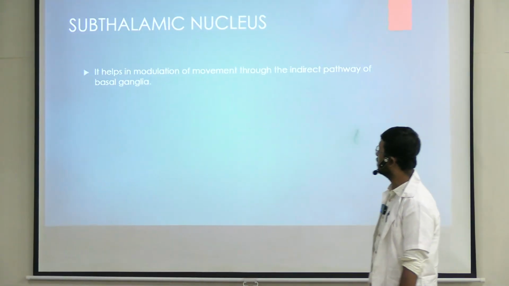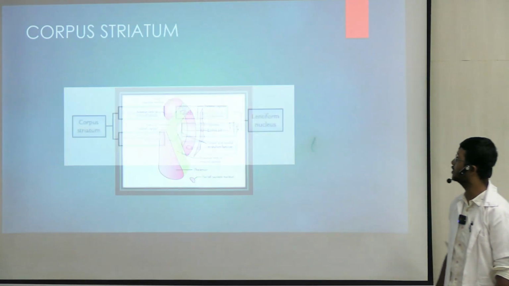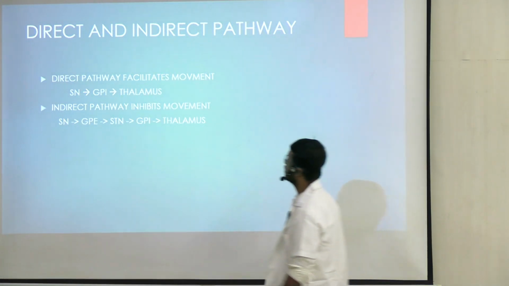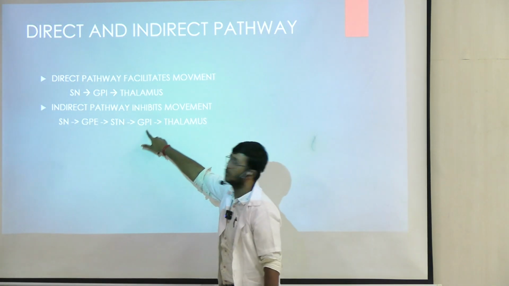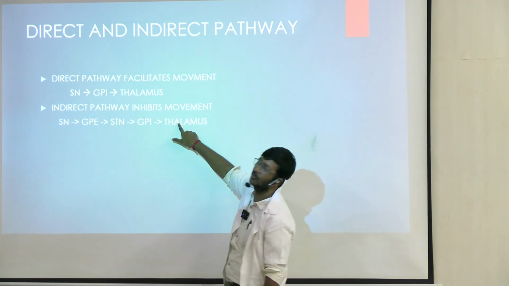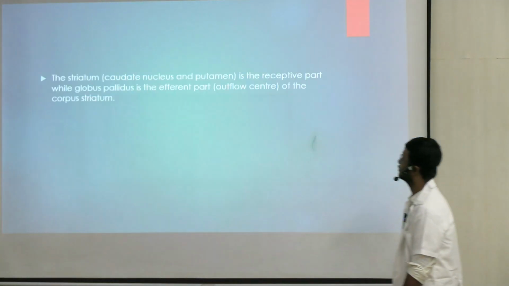Now coming to subthalamic nucleus. So the function of subthalamic nucleus I have already mentioned here, where subthalamic nucleus was your friend's mother who gossiped with your mother and then inhibited your father. Okay, so this is the subthalamic nucleus part.